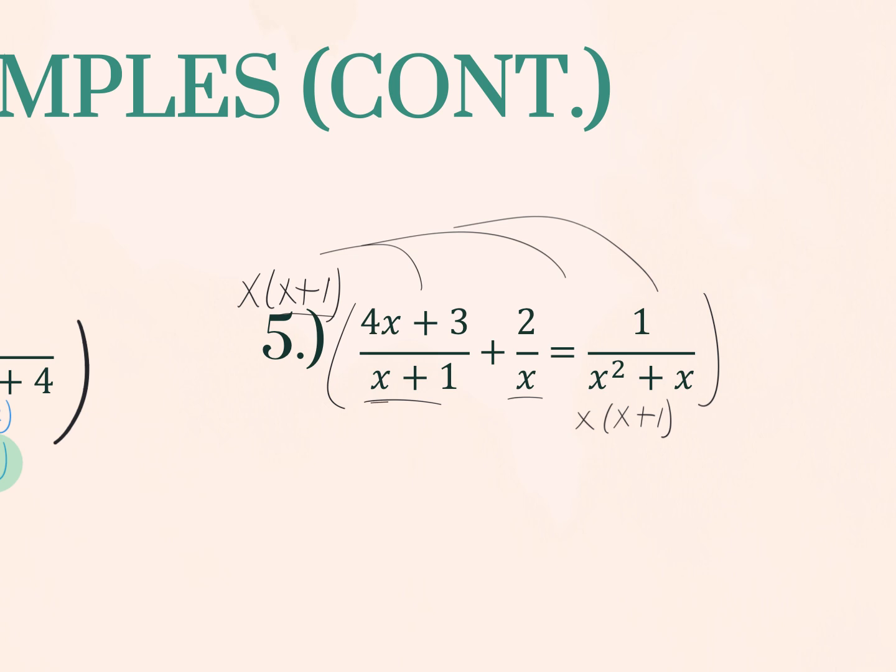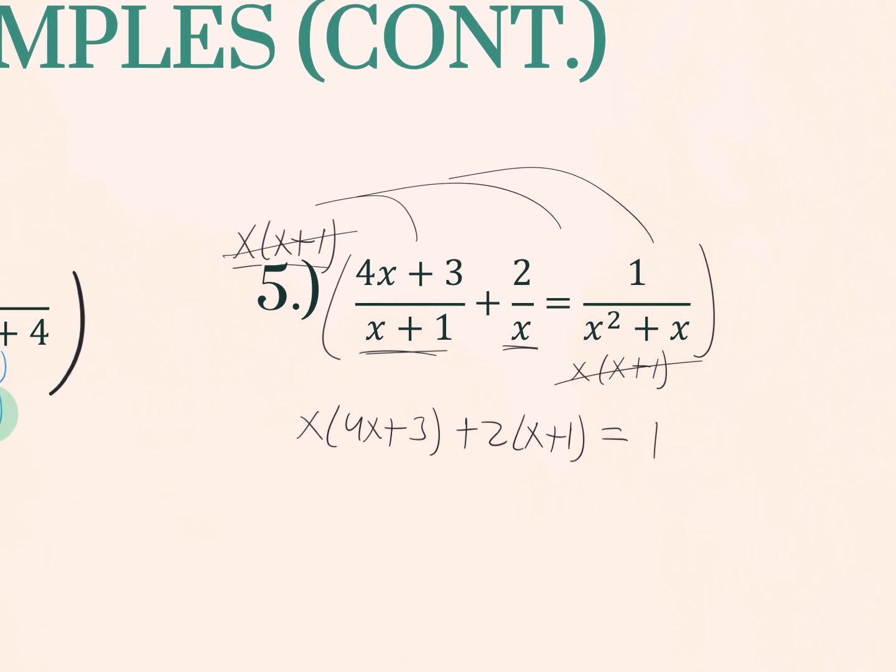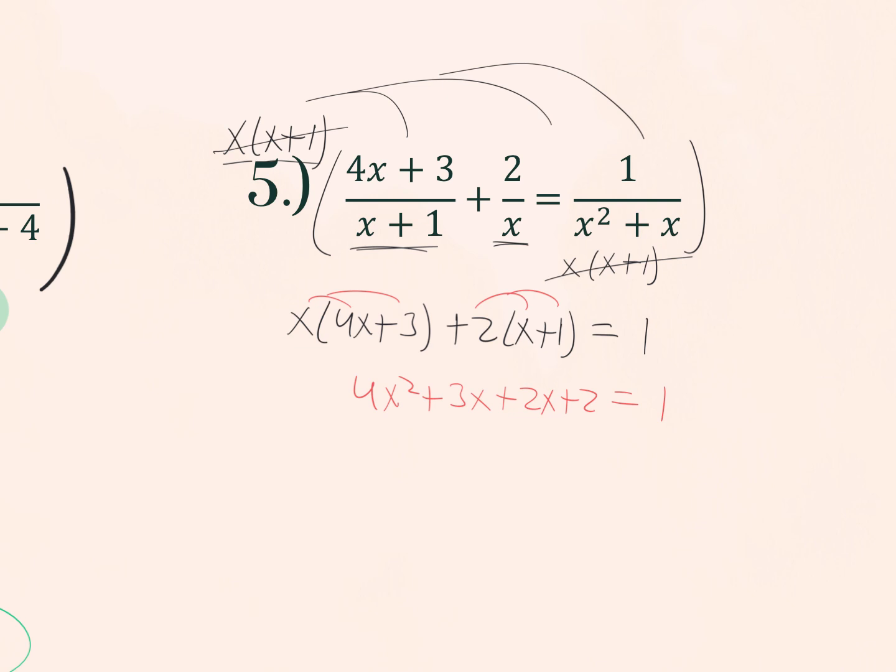The x plus 1 and the x plus 1 here are going to cancel, so we get an x times 4x plus 3. The x and the x are going to cancel here, so we get plus 2 times x plus 1 equals, and then the x plus 1, x plus 1 are going to cancel. So this equals 1. All right, now let's distribute. All right, so we get 4x squared plus 3x plus 2x plus 2, and we get that after distributing. This equals 1.